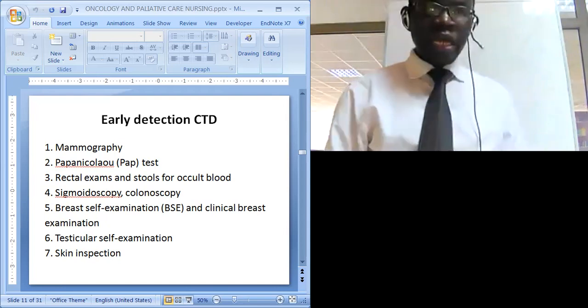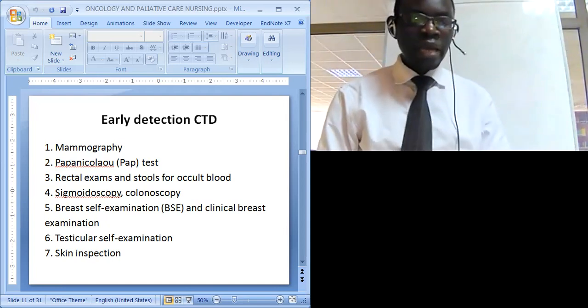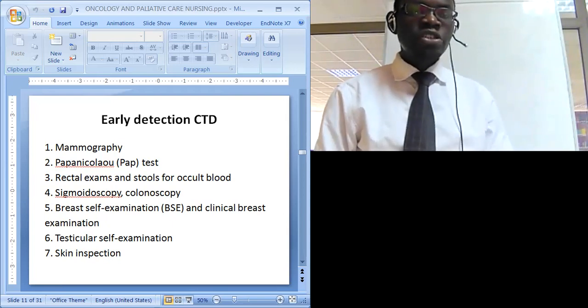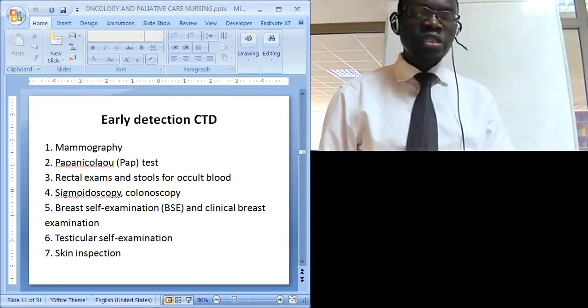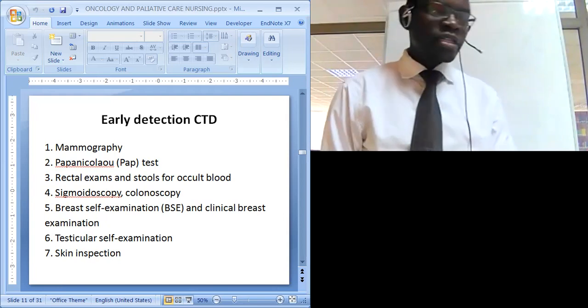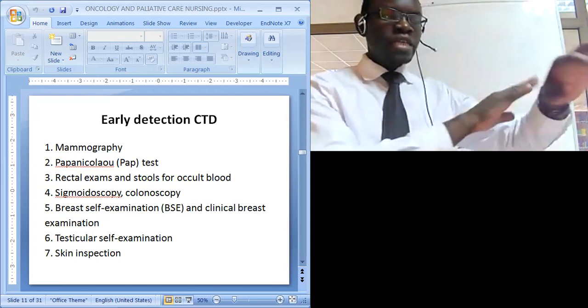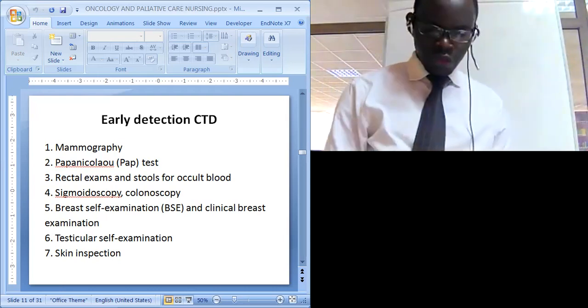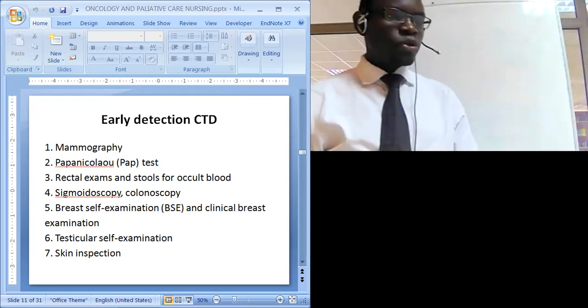Then there is a testicular examination. This is done strictly by men, especially after a shower, to detect any lumps within the testicles. And then skin inspection for any obvious lesions that might probably not heal.